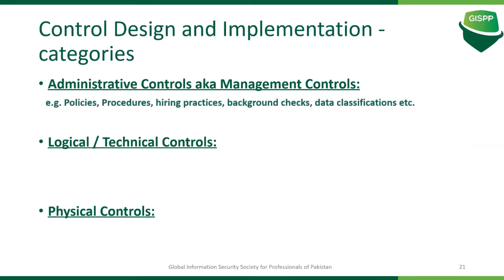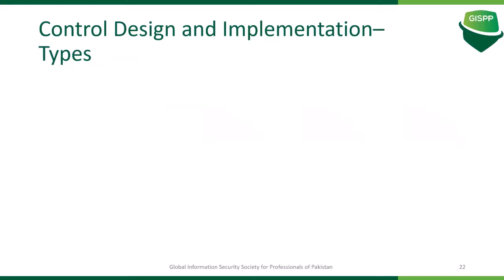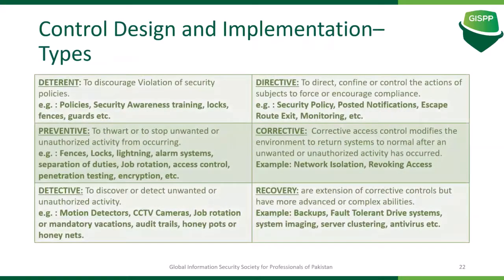So what are the examples of administrative control? We are talking about policies, procedures, background checks, and data classification. Then we go into technical controls. Technical controls are more like what you're implementing in your data center, in your machines: your passwords, your antivirus, your IDS, your firewalls. And then you go to physical control. As I told you, it's fences, motion detectors, video cameras, locks. Now those were categories.